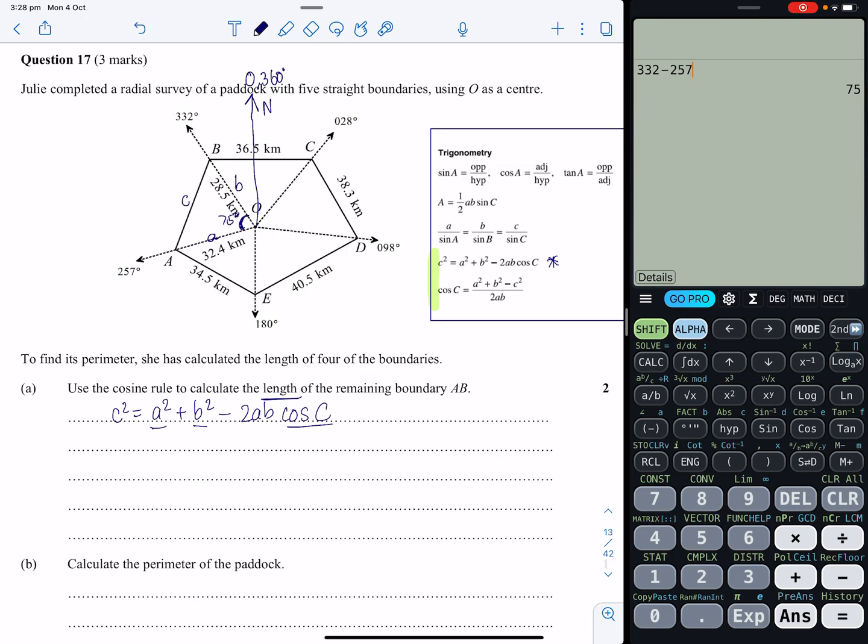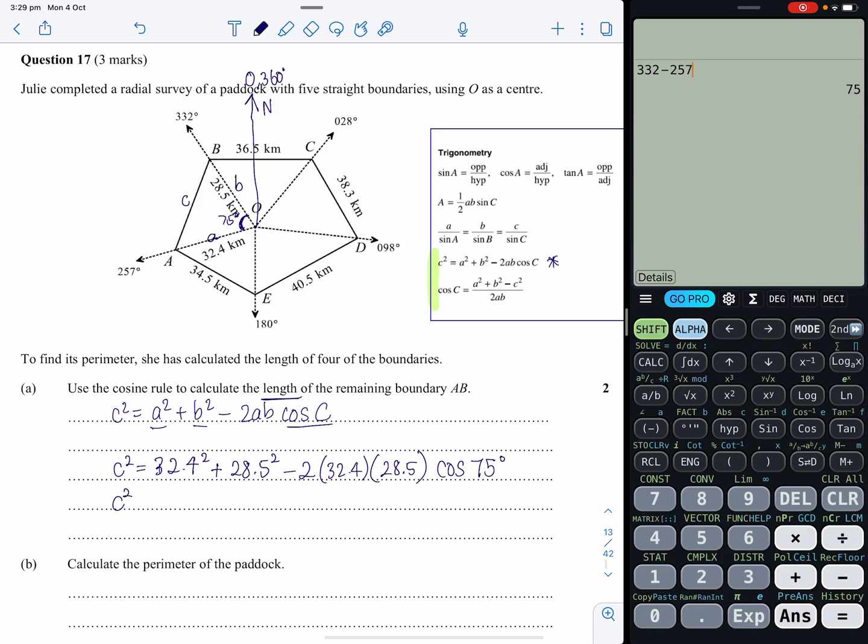Now that we have all the inputs, it's just a case of plugging and substituting. So c squared equals 32.4 squared plus 28.5 squared minus 2 times 32.4 times 28.5 cos of the angle we have just found, which is cos 75 degrees.